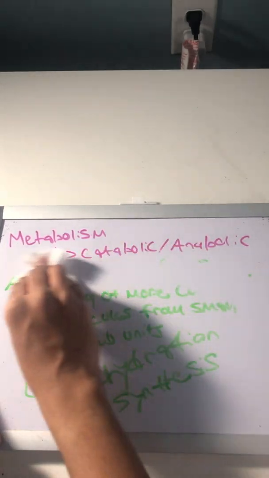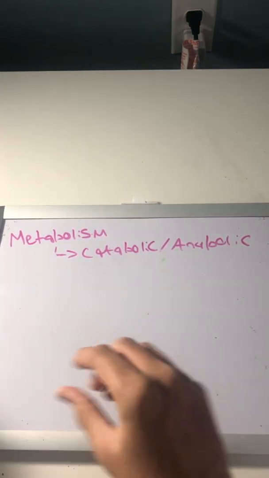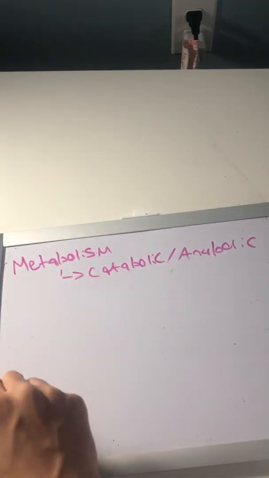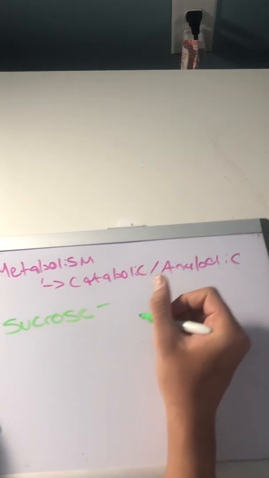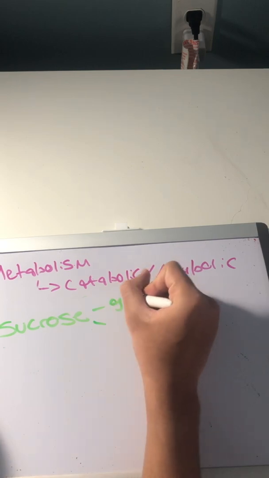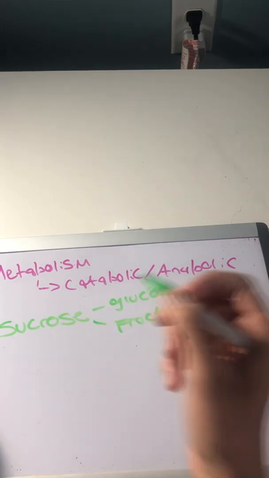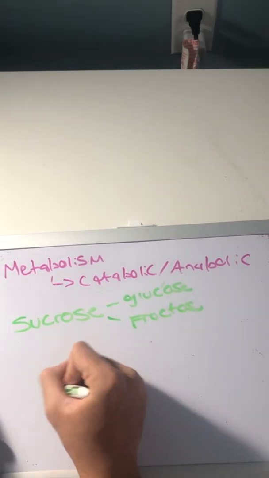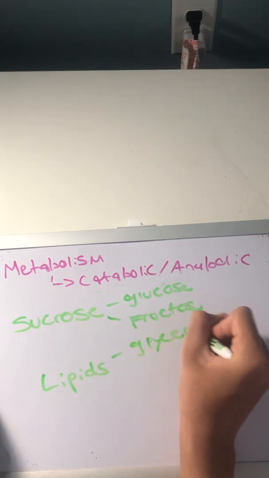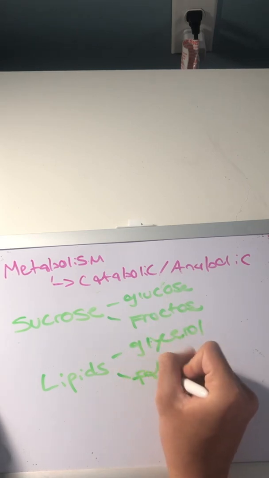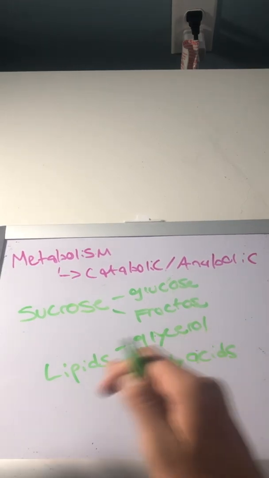So let's actually get really in depth with this now. Let's give some really good examples of catabolism or catabolic reactions. So for example, sucrose, which is a carbohydrate, gets broken into glucose and fructose. Then for example, lipids get broken into glycerol, and they get broken into fatty acids.